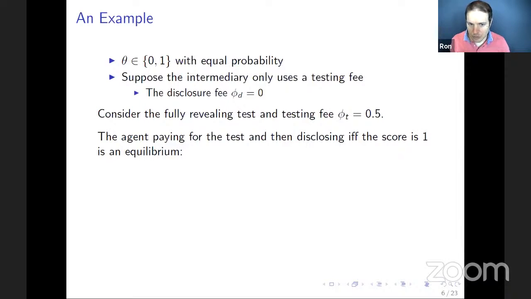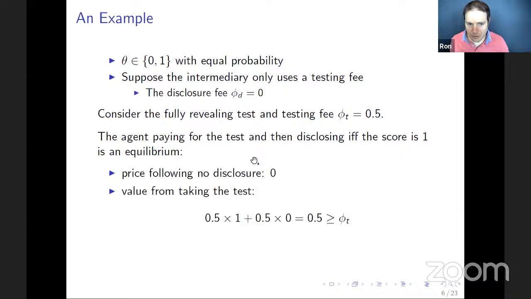So here's one equilibrium. There's an equilibrium in which the agent pays for the test, so the test is run, and then discloses the score if and only if it's 1, which means that the asset value is 1. The claim is that this is an equilibrium. Let's verify this. If the agent doesn't disclose anything, since the market expects the agent to disclose if and only if the score is 1, the market concludes that the asset value is 0, and therefore will offer a price of 0.